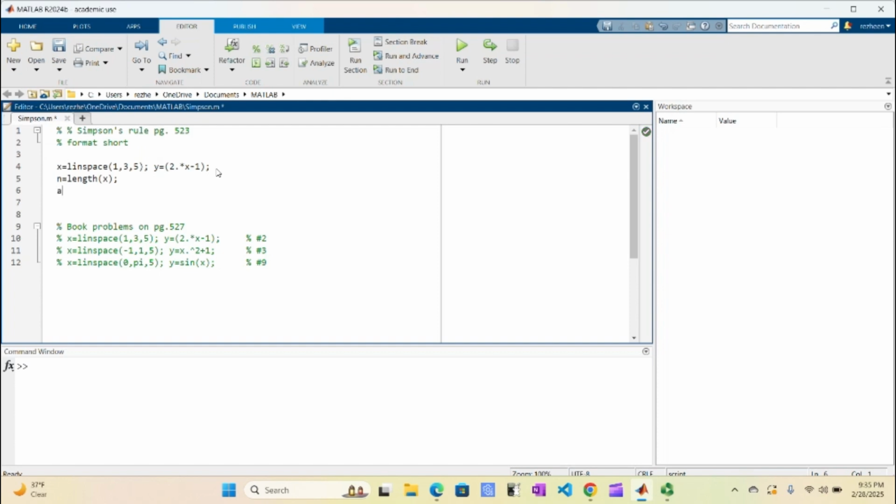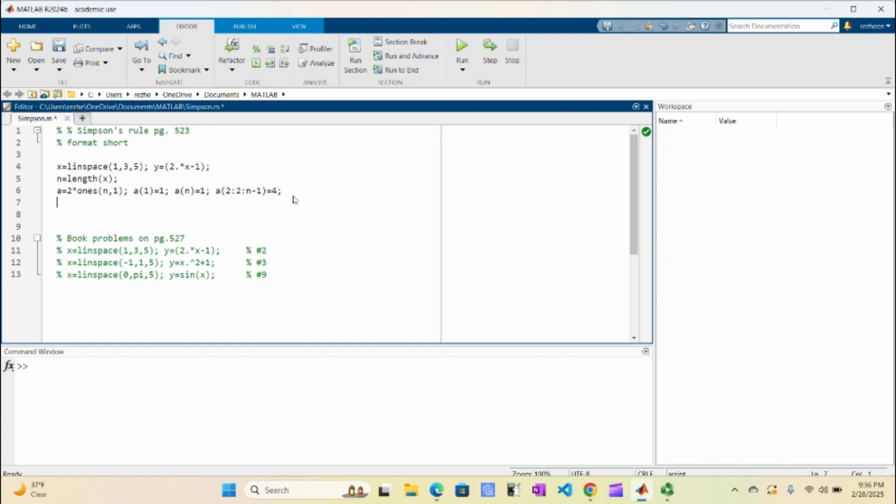So we're going to say a equals 2 times ones of n comma 1. And then we can say a of 1 equals 1. So that puts a 1 there, and we can say a of n equals 1. So those are the ends, those are ones, and then a of 2 to n minus 1 equals 4. That puts the 4 in the middle of the sigma notation. So that's 4, 2, 4, 2, and so on.